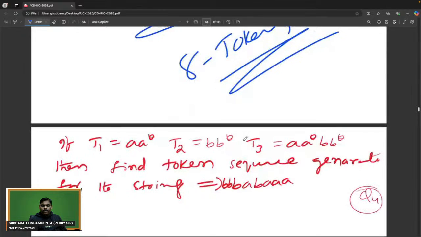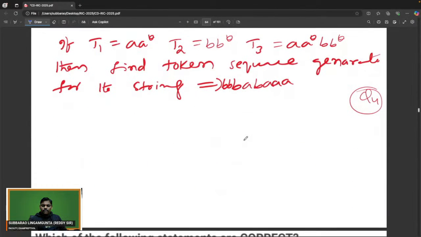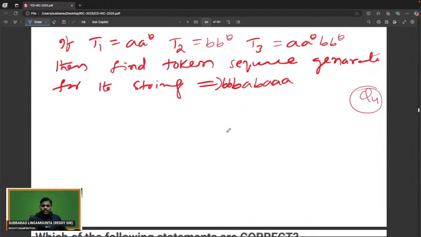Yeah, perfect. Let's move to the next. Can you see this? Find the token sequence generated for the string triple B A B triple A. Can you try this? Almost similar. Find out what the token sequence is. Remember longest matching.